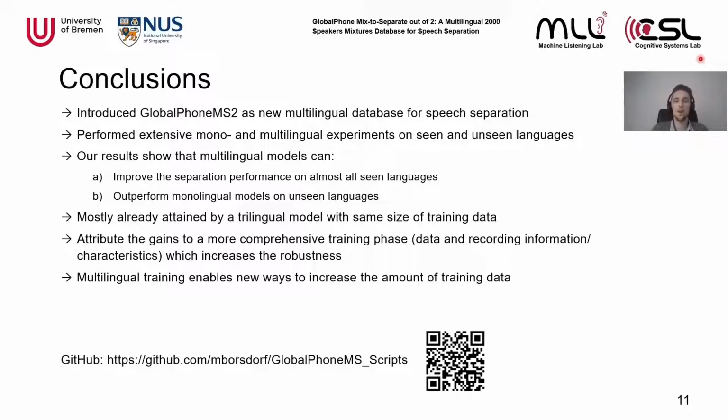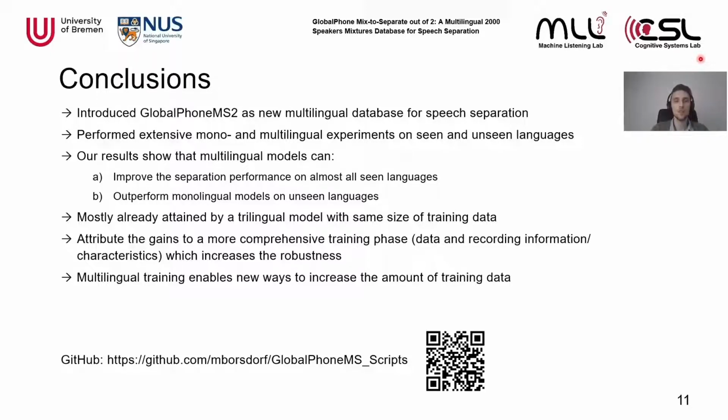This is mostly already attained by a trilingual model with the same size of training data. That means we have roughly the same amount of training data as for a monolingual model, but the training data comprises 3 languages instead of just 1.